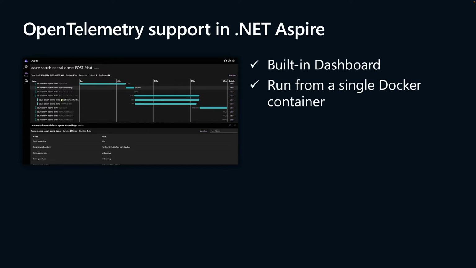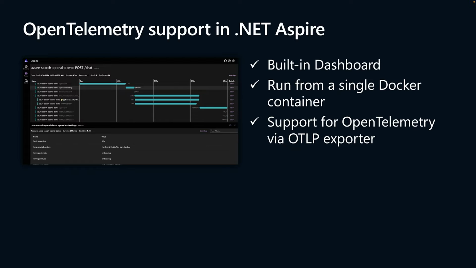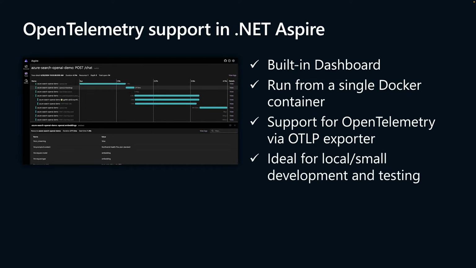You can run it from a single Docker container, and it supports OpenTelemetry via the OTLP exporter. This is perfect for when you're doing local development and testing, because you can spin it up on a single container. You can look at the logs, you can inspect the traces, look at the attributes, do all of your testing and debugging, and then when you're finished, you just turn it off and you free up all your space again. So let's have a look at a demo of the .NET Aspire dashboard running with a Python application.